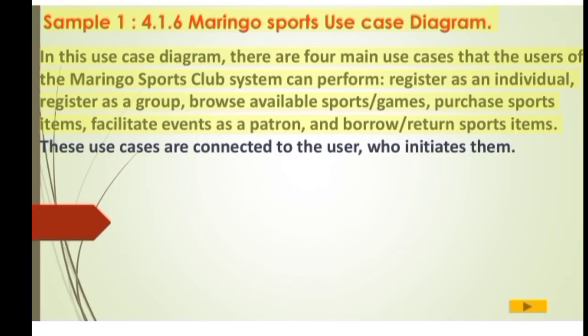4.1.6 Maringo Sports Use Case Diagram. In this use case diagram, there are 4 main use cases that the users of the Maringo Sports Club system can perform: register as an individual, register as a group, browse available sports games, purchase sports items, facilitate events as a patron, and borrow return sports items. These use cases are connected to the user, who initiates them.